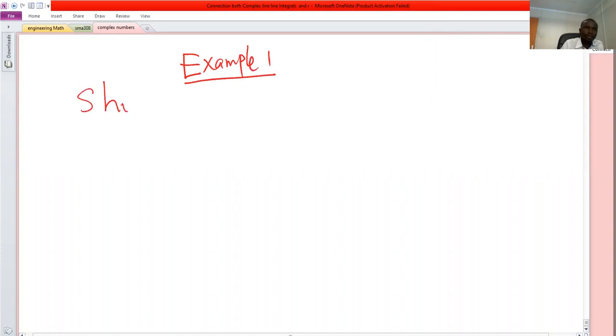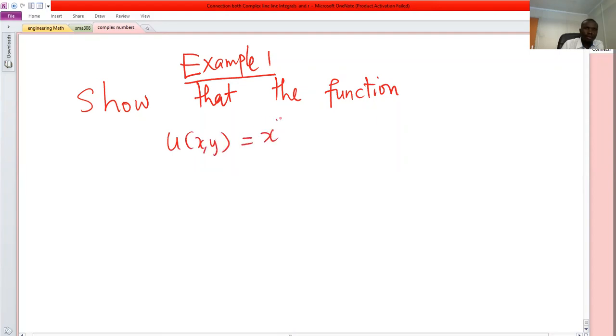Show that the function u of x y given by x cubed minus 3x y squared plus 3x squared minus 3y squared plus 1 is harmonic.